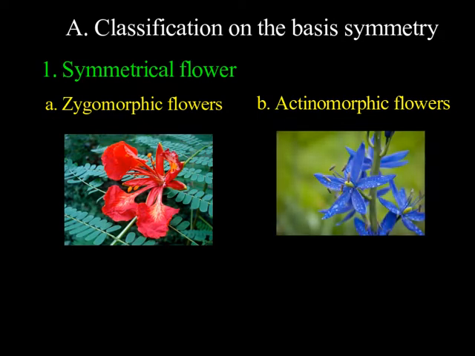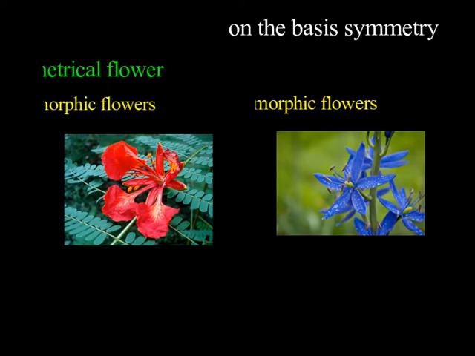Actinomorphic flowers, on the other hand, are radially symmetrical flowers which can be cut into 2 equal halves in any vertical plane passing through the center. For example, mustard, chili, datura, etc. Asymmetrical flowers cannot be divided into 2 similar halves when cut along a plane passing through the center.